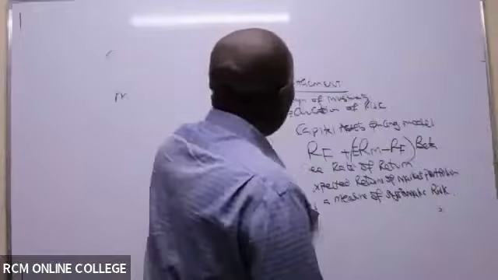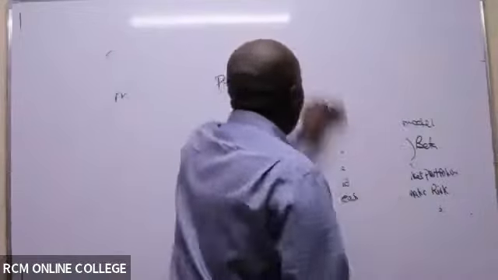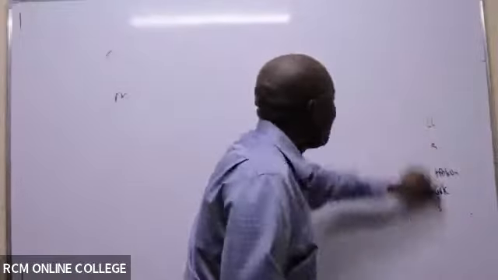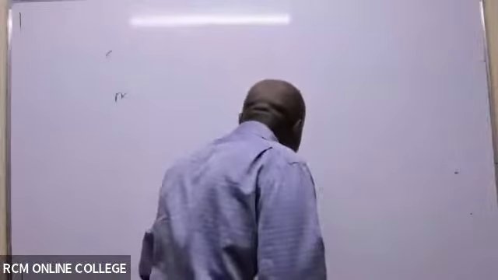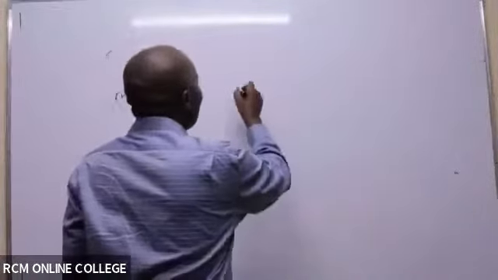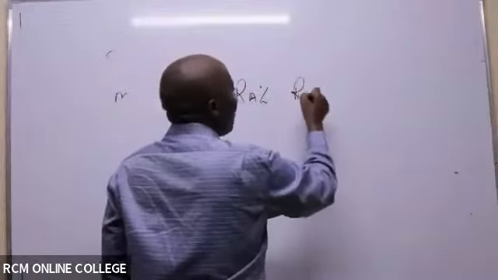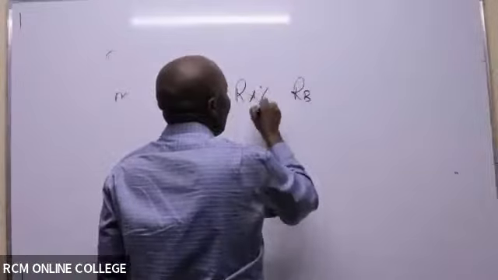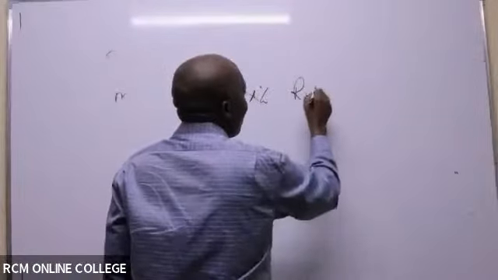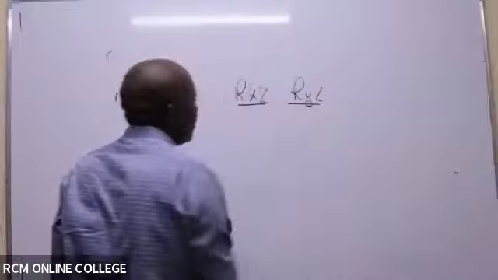And now, ladies and gentlemen, for the sake of your exams, normally this is what will happen. There are two technicalities. You will be given returns of two securities. We have returns of A, and then returns of B. Let me call them X and Y. Returns of X, and then returns of Y, in the form of percentages.